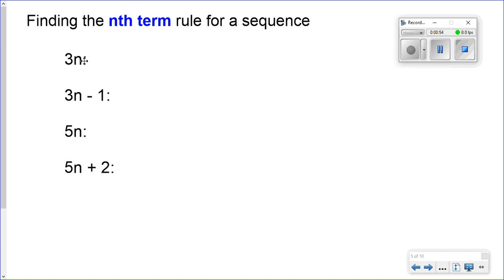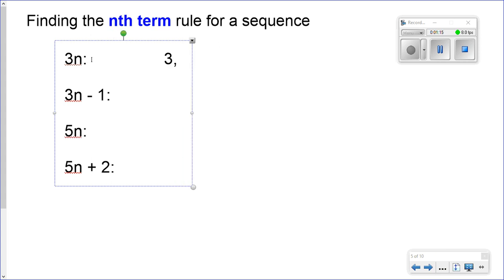Okay, so let's now have a look at what these four rules will generate as sequences. So 3n means 3 times n. And if I'm looking at the first four terms, I'm going to be looking at the first term when n is 1. So 3 times 1 would be 3 for my first term. For my second term, I'm looking at when n is 2. So 3 times 2, that will give us 6. Looking at my third term, replace n with 3. 3 times 3 would be 9. And my fourth term, 3 times 4 would be 12.